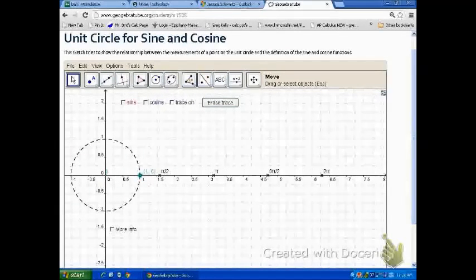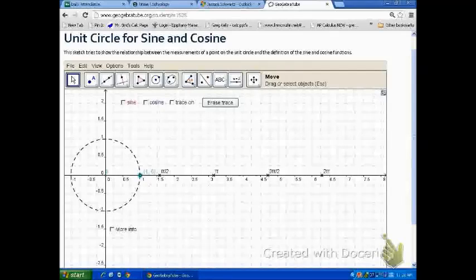We're talking right now about the graphs of sine and cosine, and in the past we've been discussing this whole idea of the unit circle, and now we're going to take information from the unit circle and actually graph a sine curve and a cosine curve in an xy coordinate plane.